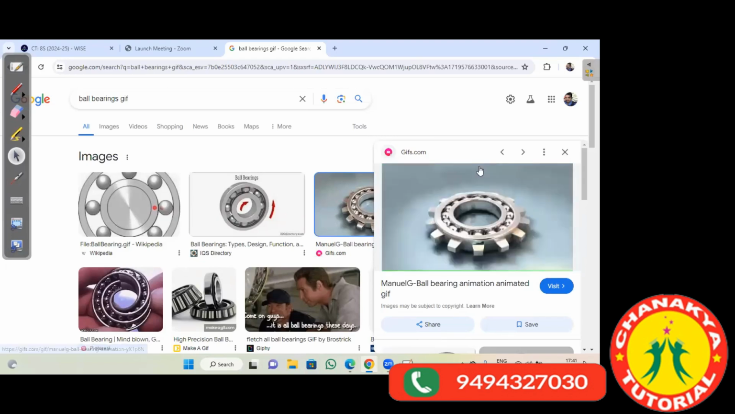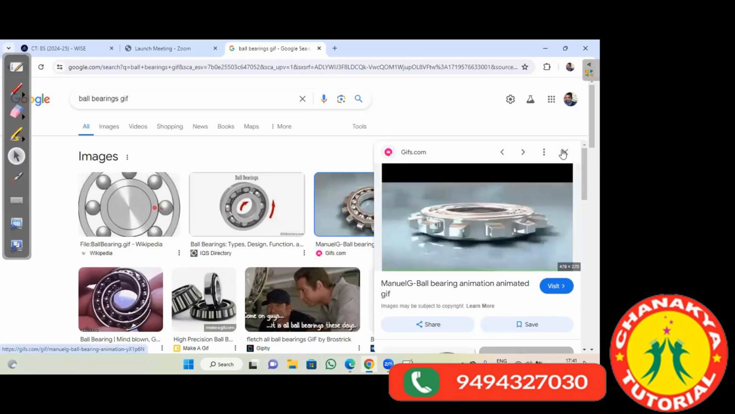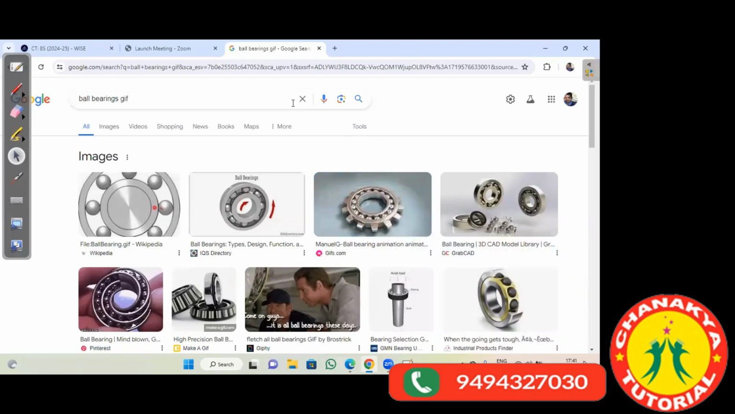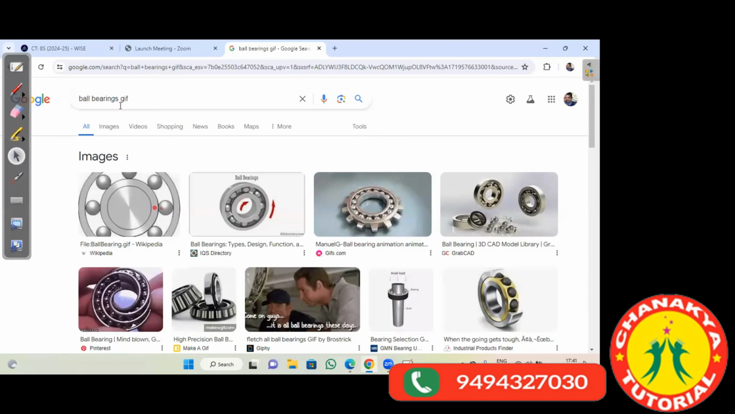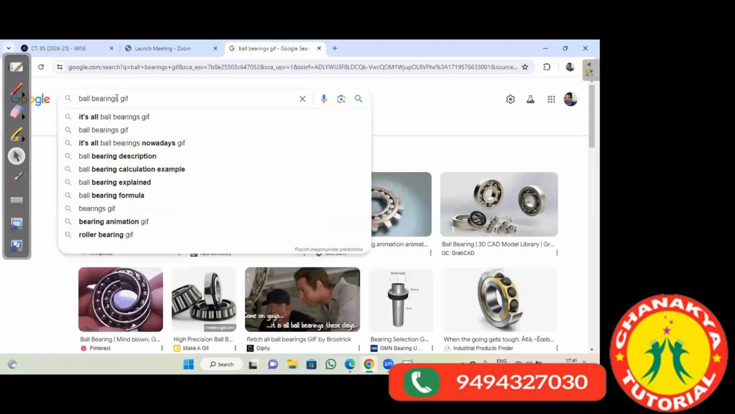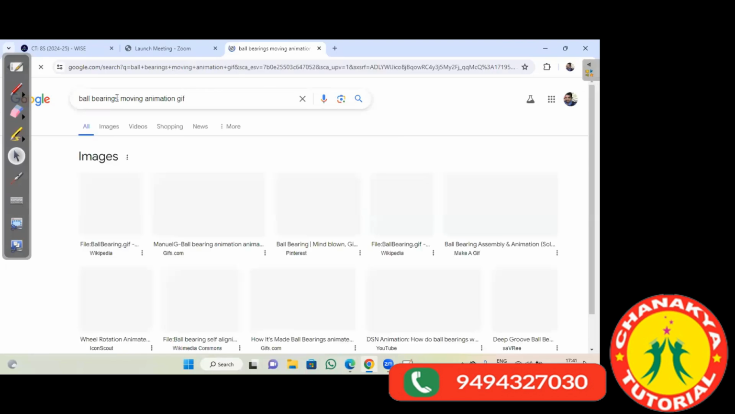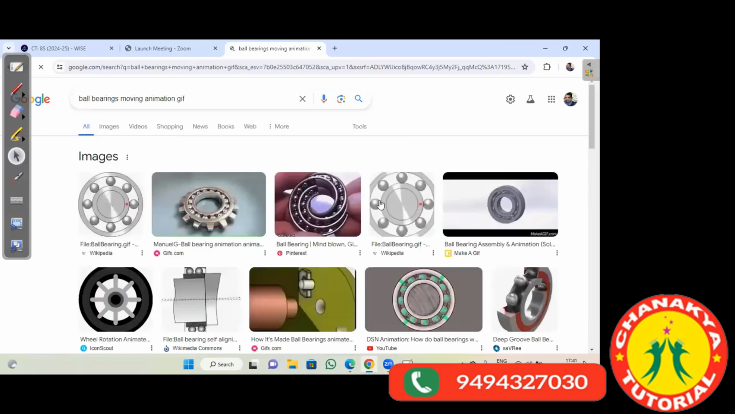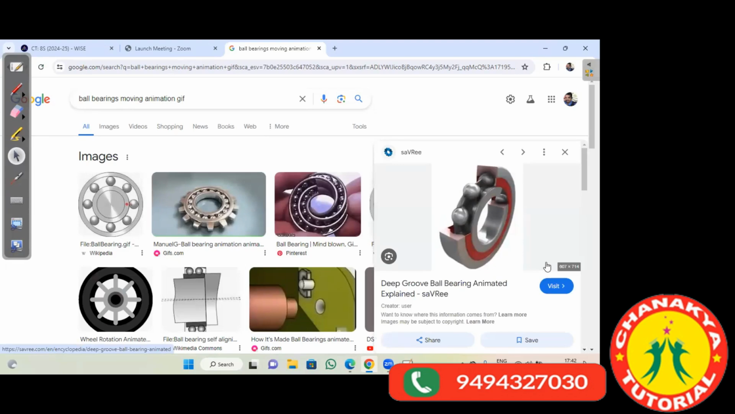Just let me show you some. If the outer ring starts moving, the balls also start rolling. Not this one, I'll show you some other. Let me see if anything else. This is the only one available. No, this is also okay.